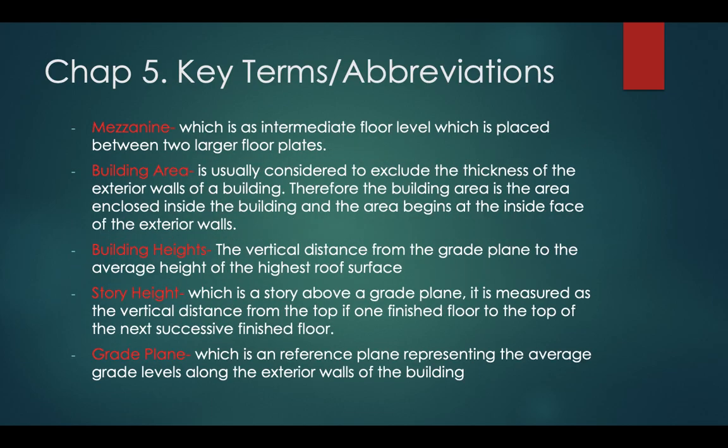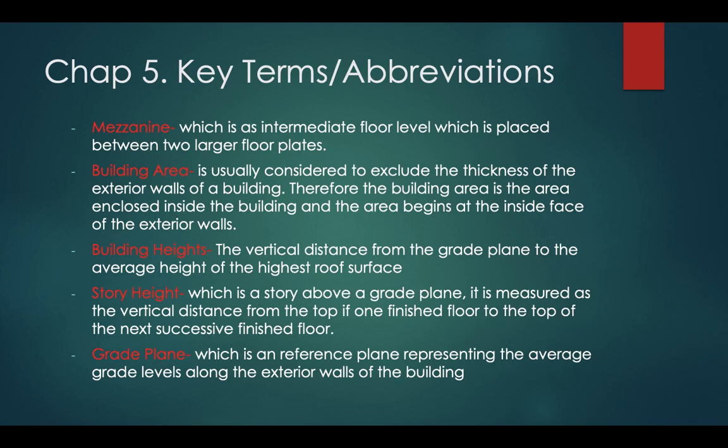So, in Chapter 5, some key terms and abbreviations. A mezzanine is an intermediate floor level which is placed between two larger floor plates. In further slides, we'll see that a mezzanine cannot take up more than 1/3 of the entire building area. Building area is usually considered to exclude the thickness of the exterior walls of a building. Therefore, the building area is the area enclosed inside the building, and the area begins at the inside face of the exterior walls.